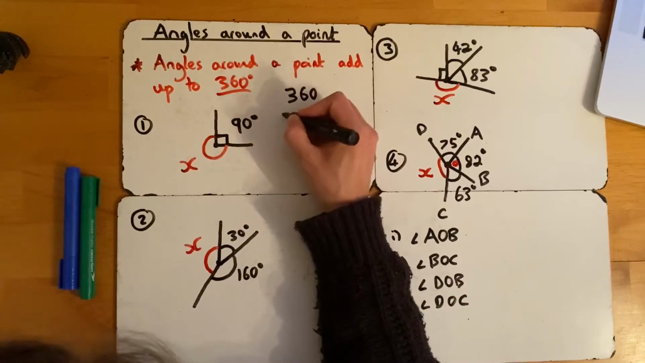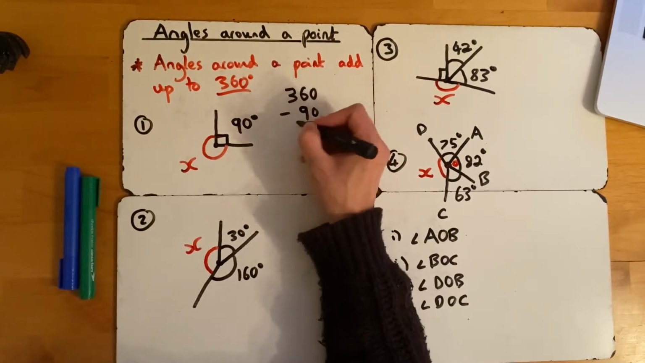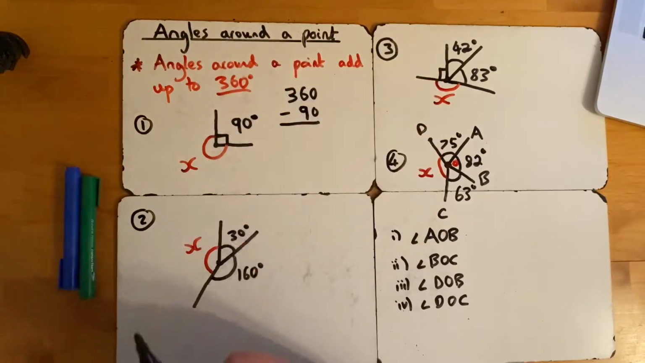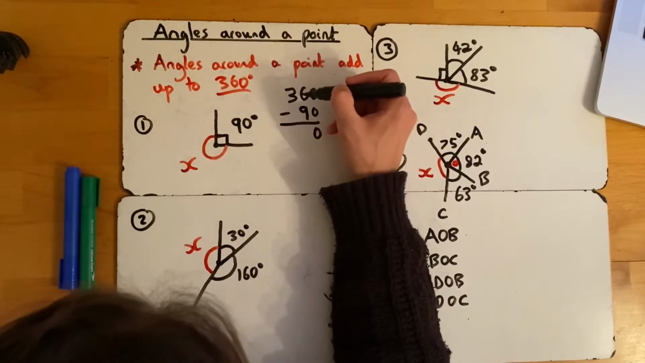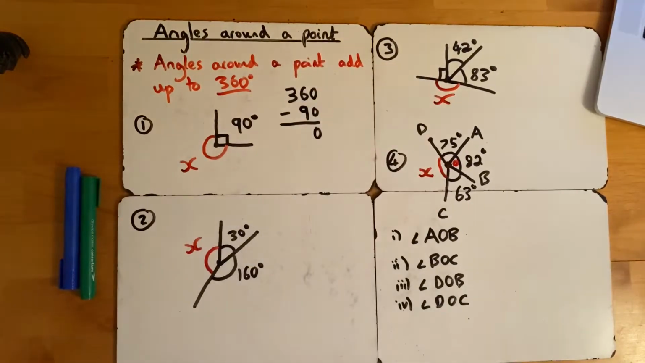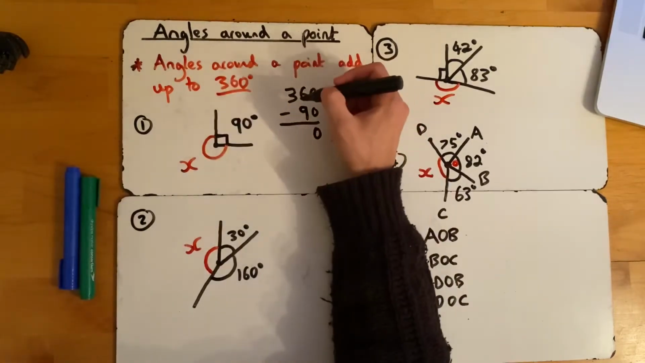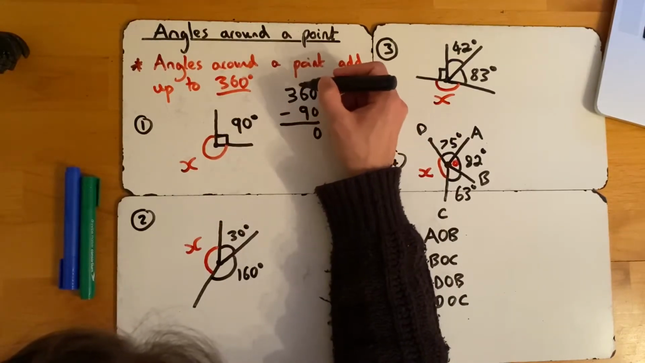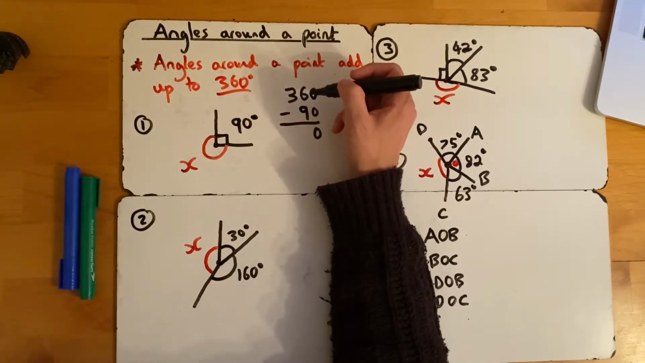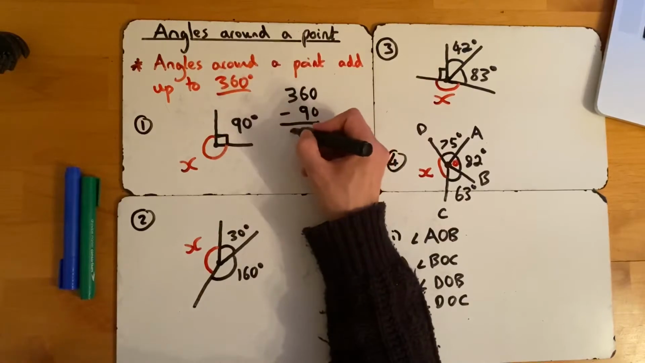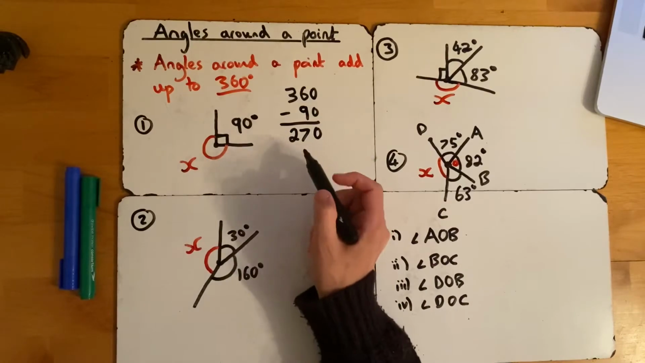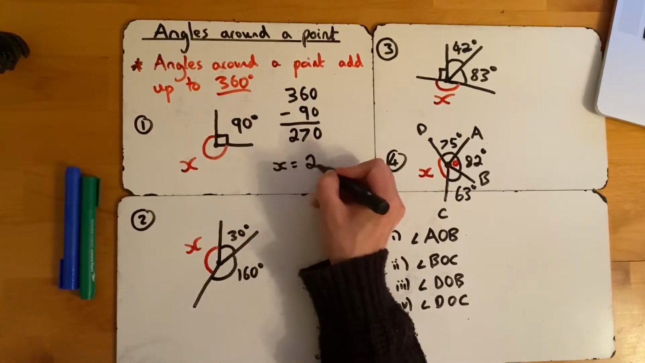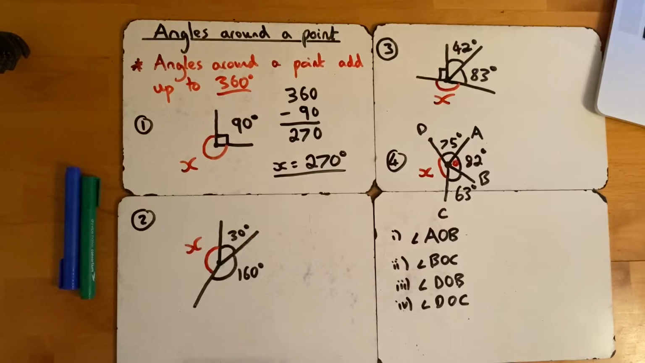This will be in a non-calculator exam, so you need to know the column method. So, obviously 0 take away 0 is 0. 6 take away 9 here, so you can't do that. So you're going to have to do here 36 take away 9. What is 27? Okay, so the answer x is equal to 270 degrees.